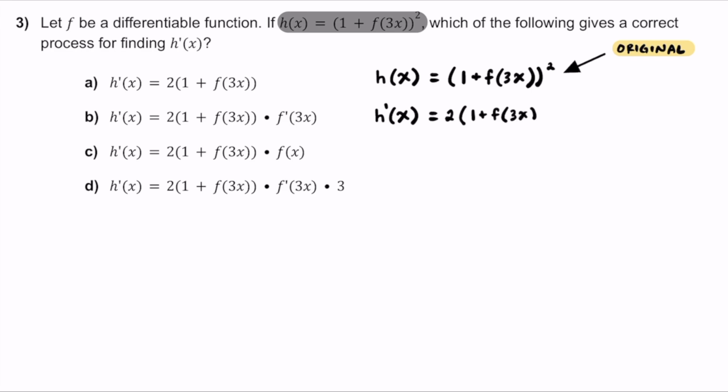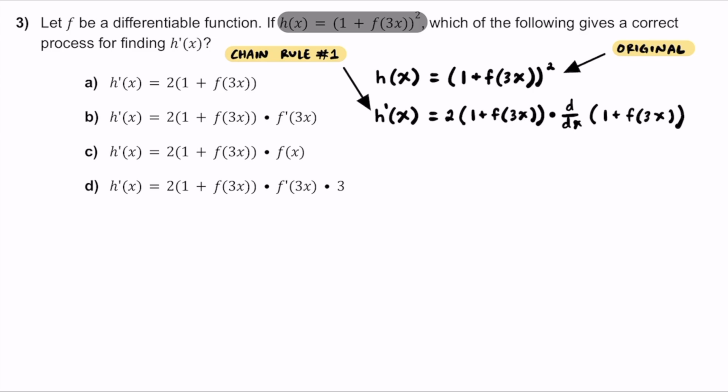So that's the derivative of the outside function, with the quantity raised to the first power. Let's multiply this by the derivative of the inside function. I'm not going to do that yet. I'm just going to write d dx of this 1 plus f of 3x. So this tells us the derivative of the outside function, and this tells us the derivative of that inside function. So here we use the chain rule for the first time.